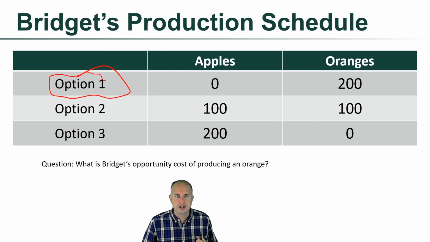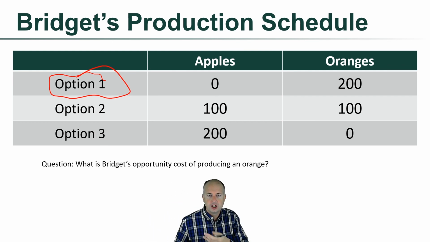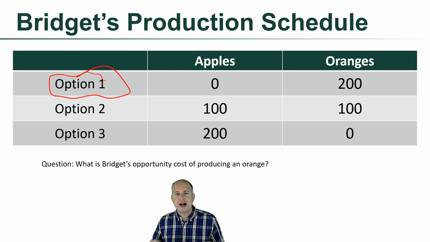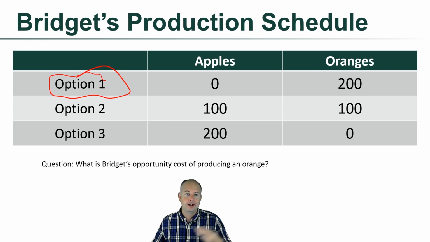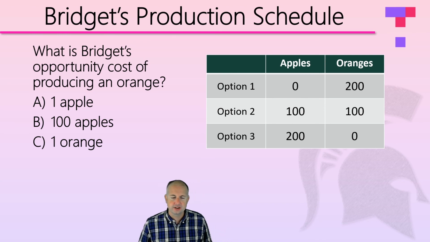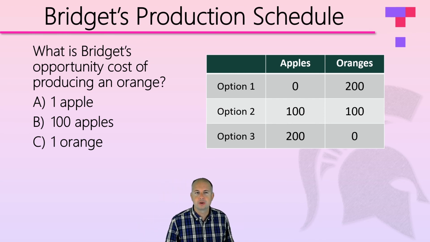So this brings us to a question. Let's see how you can do solving this one. What is Bridget's opportunity cost of producing an orange? So do what I just did for Andrea and try to do it for Bridget. Okay, so what's her opportunity cost of producing an orange?